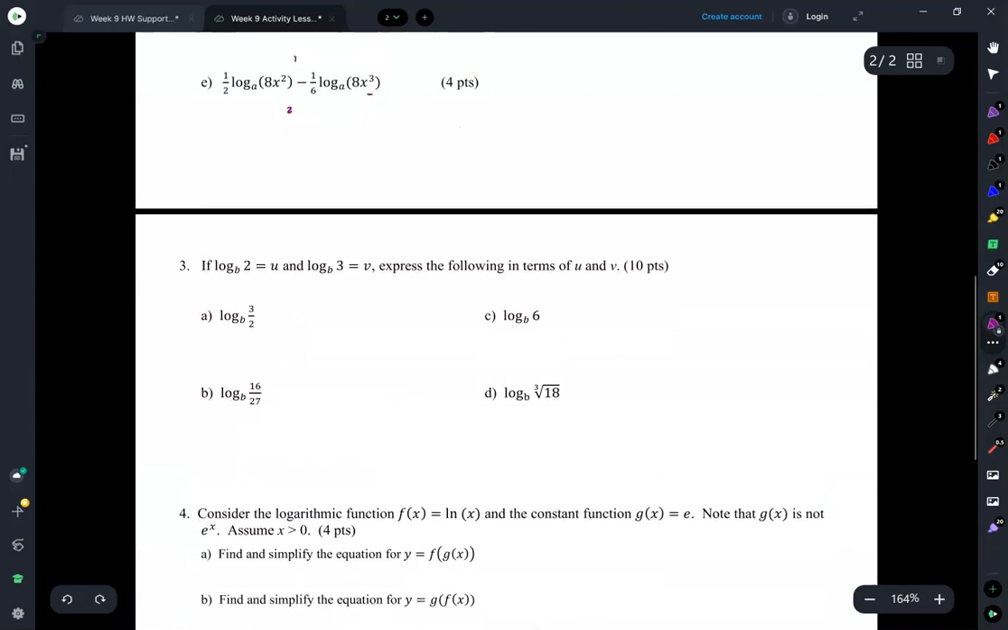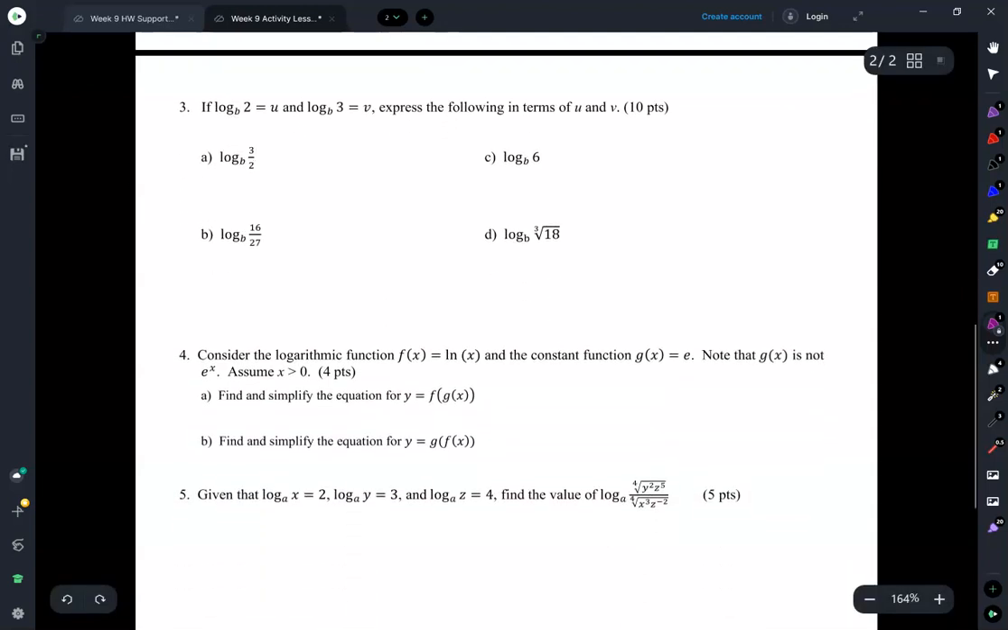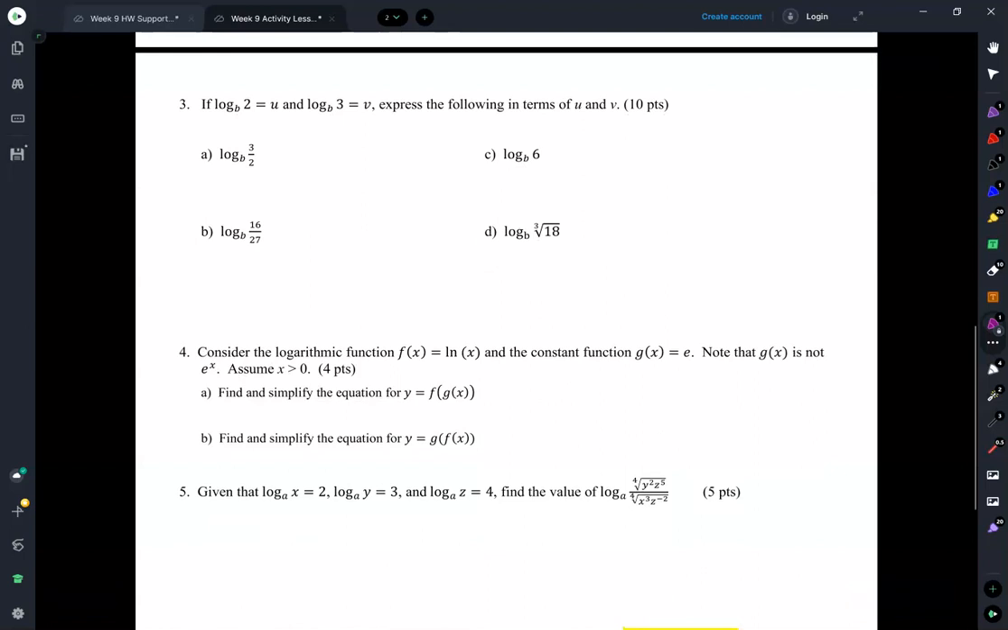And if you want me to do any of these out in full, just send me an email. I'm happy to do more details in the video, but I want you to at least try it first. So I'll do those on a case-by-case basis. And then once you submit this, I'll upload the solutions and you can check the ones you missed.